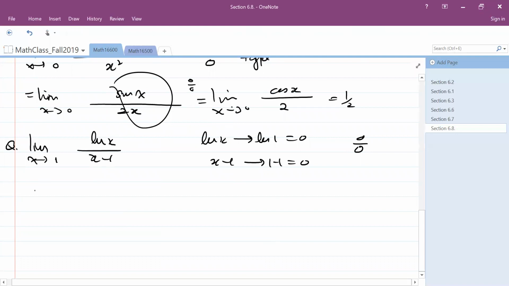Okay, let's try. You can differentiate the numerator, which is 1 over x, and the denominator is just 1. Then clearly this is going to be the limit of 1 over 1, which is 1. When x approaches 1, you just plug 1 for x into the function. It's done. Very, very quick.